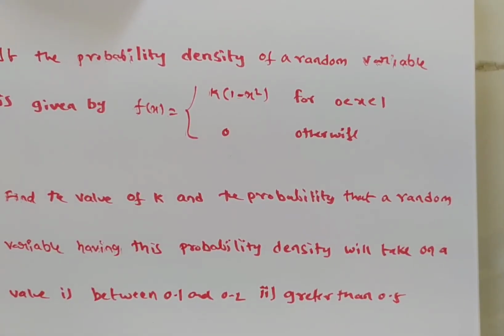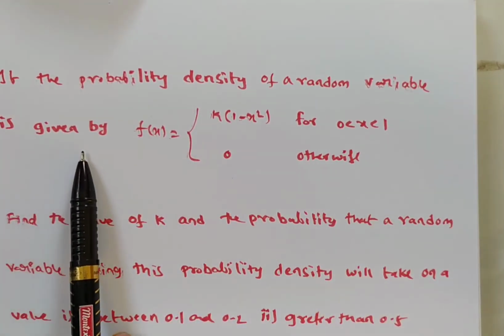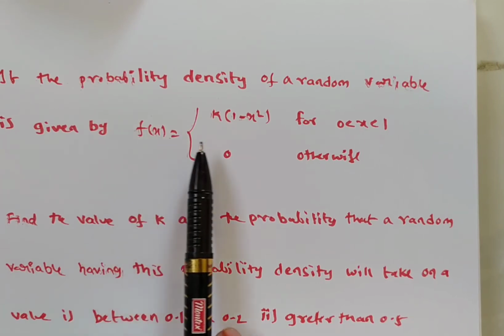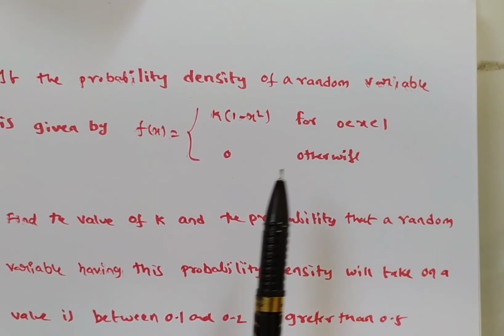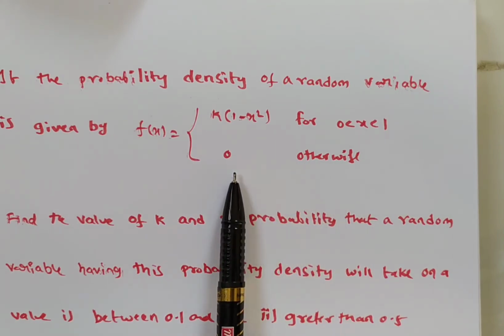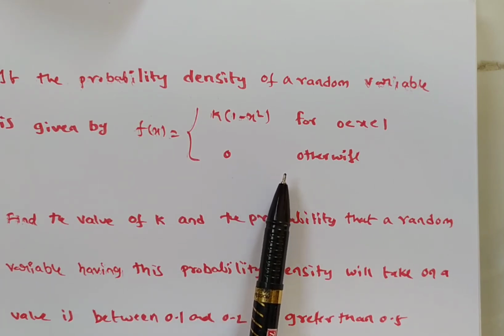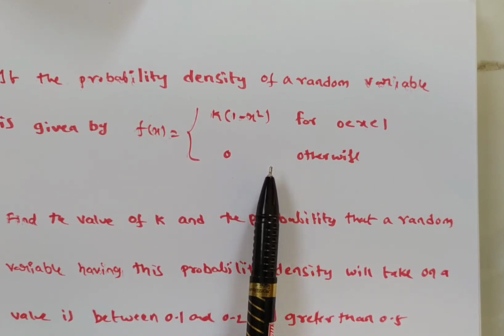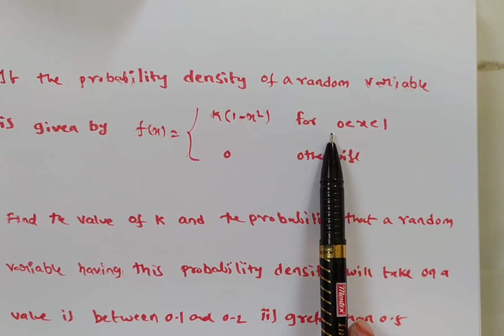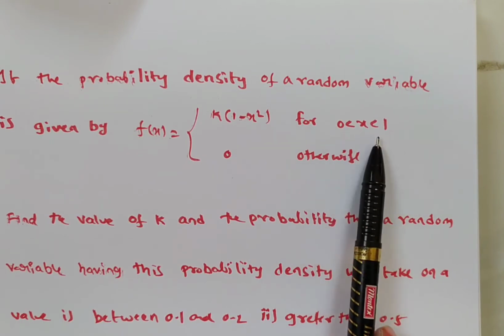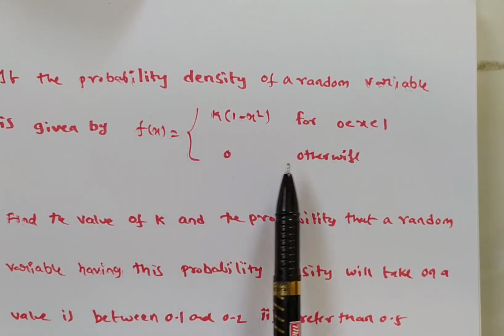Next problem we have: if the probability density of a random variable is given by f of x is equal to k into 1 minus x square for 0 less than x less than 1, and otherwise it is 0. Here the function is defined for every real number, from minus infinity to infinity, but only from 0 to 1 the function value is k into 1 minus x square, and the rest of the case is 0.